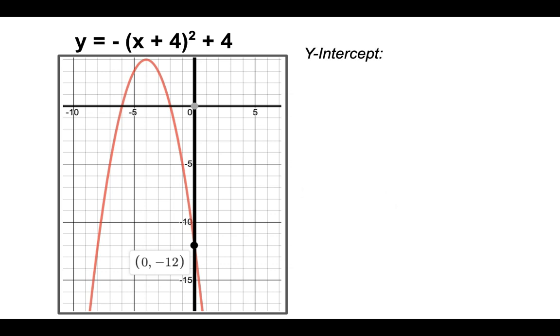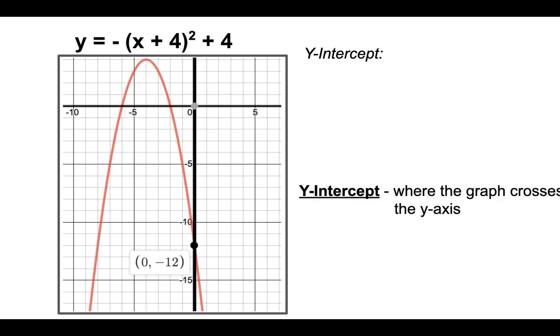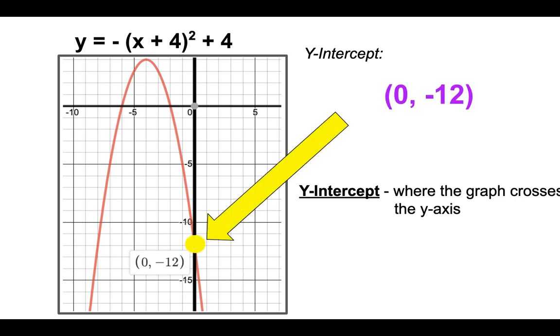If we take a look at the y-intercept, that is where the graph crosses the y-axis. If we look closer, this is the same graph that I zoomed out a little bit to see the y-axis. The y-intercept is right there at 0, -12.